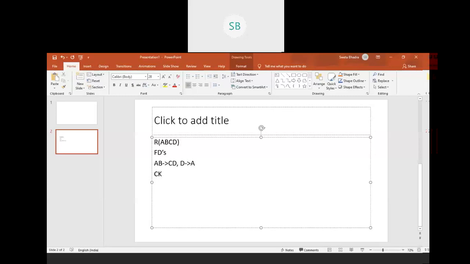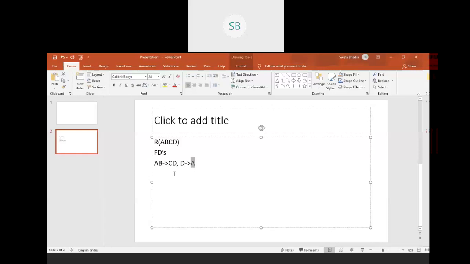Candidate key, I'm just simply writing CK. So how do you find the candidate key? Just remember, first check the right-hand side. Here AB determines CD and D determines A. So you see CD is here, A is here. What is missing from the attributes? That is B. So obviously B will be present in the candidate key.